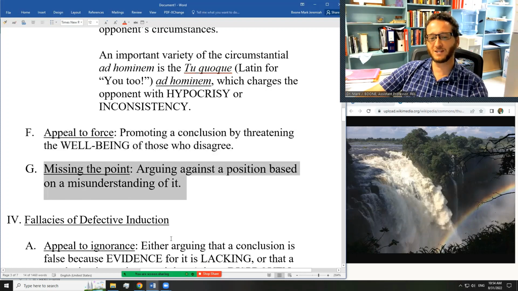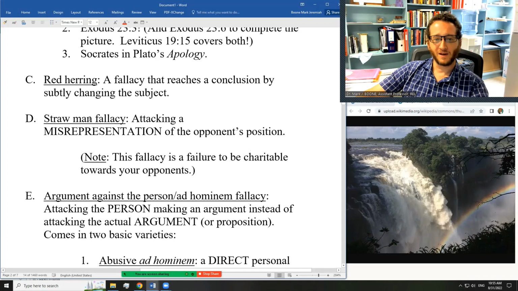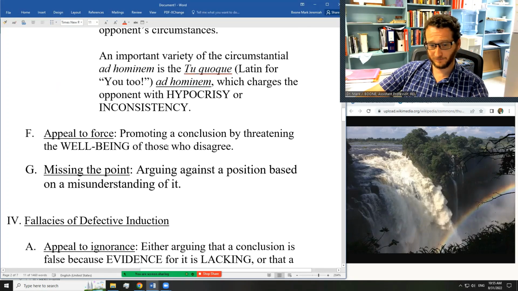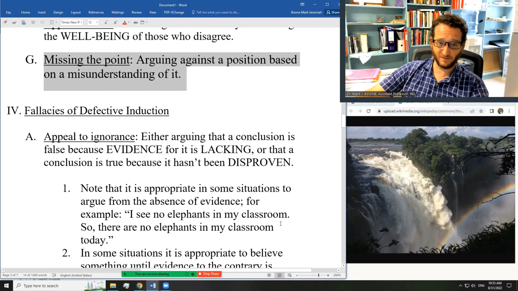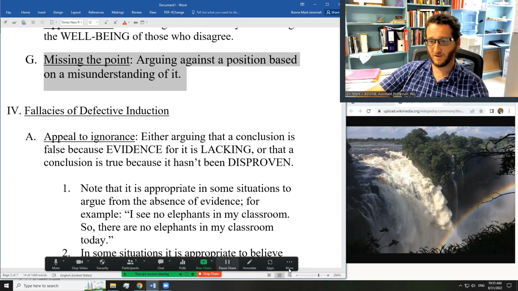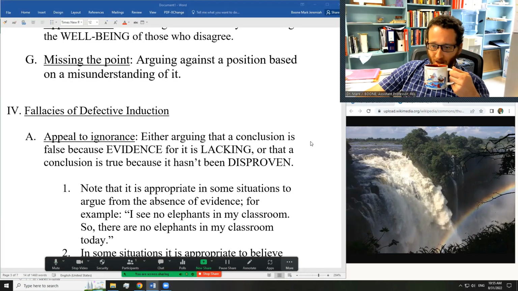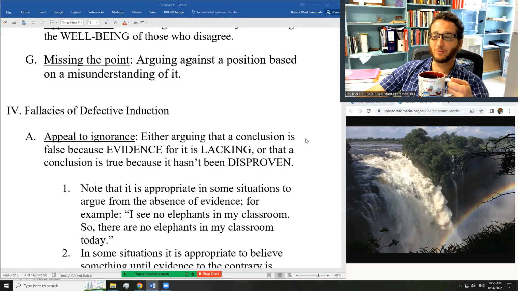All right, argument against a position based on a misunderstanding of it. That's the missing the point fallacy. This is basically a straw man fallacy, but accidental. And with that, let's be done with fallacies of relevance. Let's talk about fallacies of defective induction. All right, so these are fallacies where the premises are actually relevant to the conclusion, but they're not strong enough in support of the conclusion.